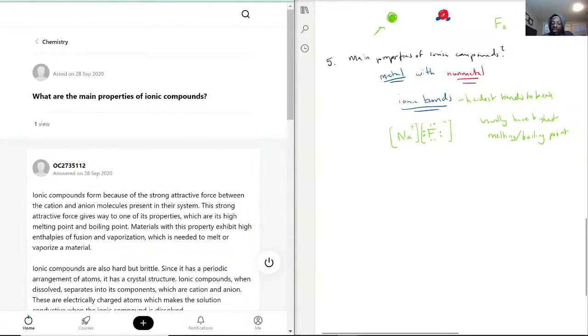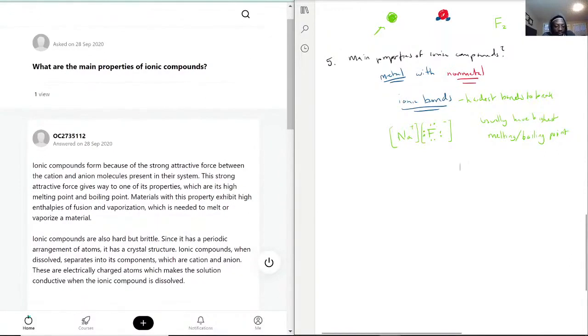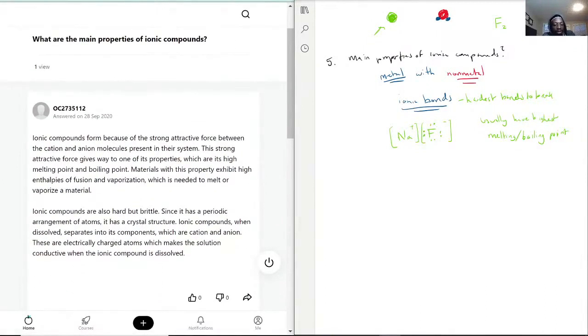But this is really what I want to emphasize. The properties are that it's a metal with a non-metal. They are composed of ionic bonds, which are the hardest bonds to break, and they usually have the highest melting and boiling point. But it also depends on the size of the molecular compound, okay? So let's see what they say. Strong attractive force between a cation and anion. Yep, metal and non-metal. Metal is serving as the cation, and this is serving as an anion. Strong refracting points, which is high melting and boiling point.